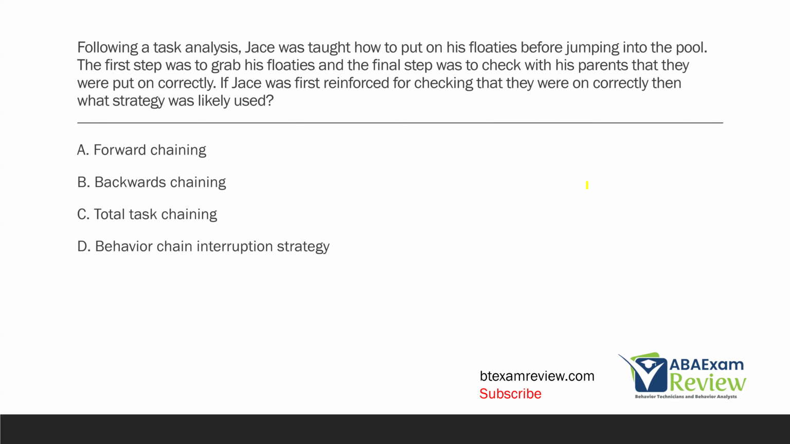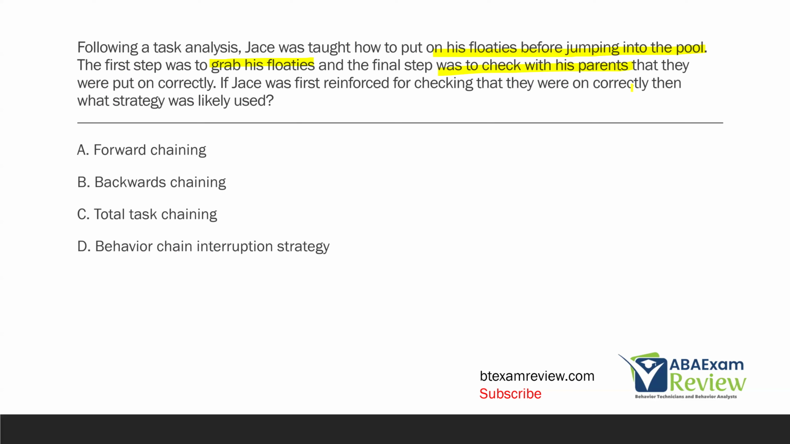Remember, task analysis comes first. We're going to analyze and break down the skill, create our steps, and we're going to teach those steps using a task chain. Now, it's important to identify when reinforcement occurs in this chain. And the chain we know is Jace putting on floaties before jumping into the pool. We know the first step is grabbing the floaties. Final step, check with parents.